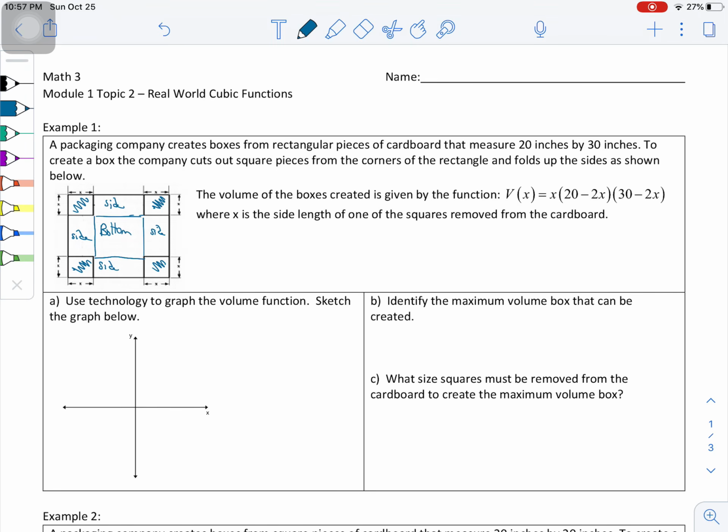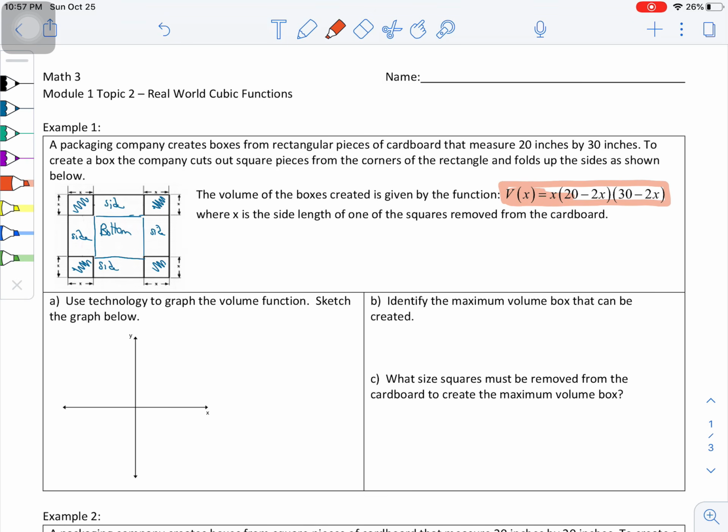So in the first example, we are starting with a rectangular piece of cardboard that measures 20 inches by 30 inches. To create the box, the company cuts out the square pieces and folds up the sides as shown. Okay. Now, I am absolutely 100% giving you this volume function.